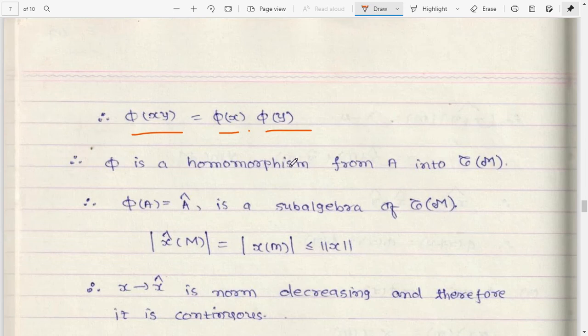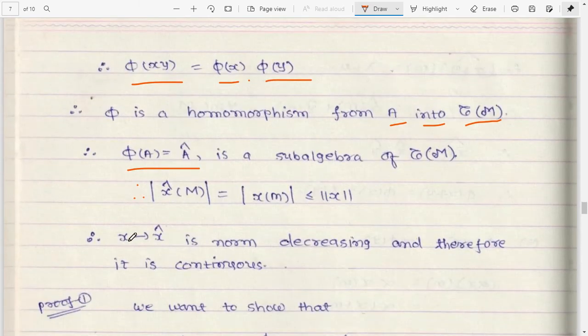So phi is a homomorphism from A into script C of script M. So phi of A, which is equal to A cap, is a subalgebra of script C of script M. So mod x cap of m is equal to mod x of m, which is less than or equal to norm x. So x to x cap is norm decreasing, and therefore it is continuous.